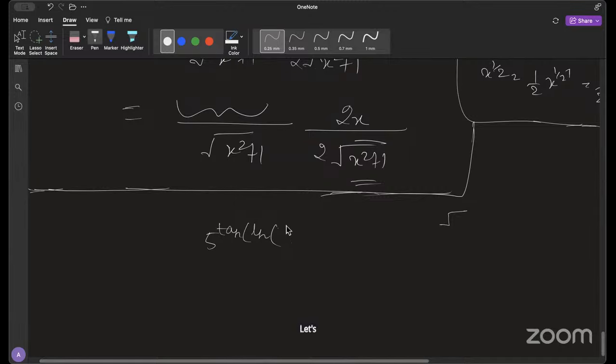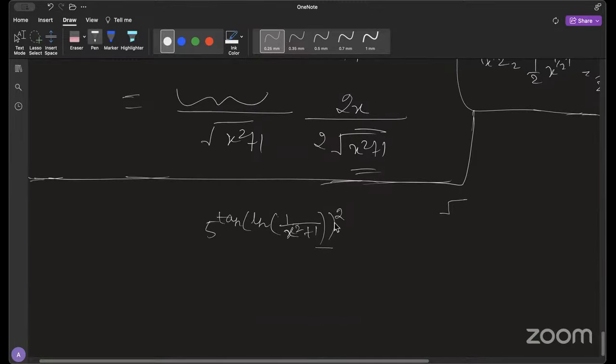Let's take 1 by x squared plus 1. Let's take this thing this time. Let's take a square here too. Square is here. So this thing, you start with this.